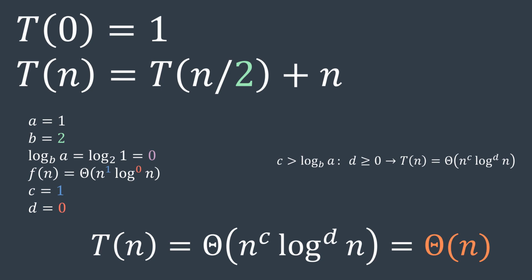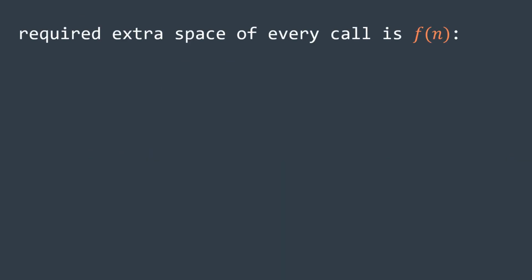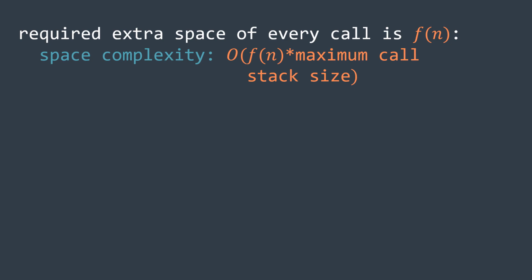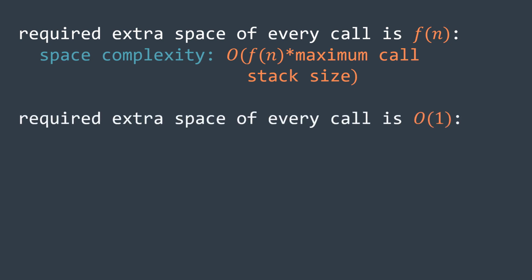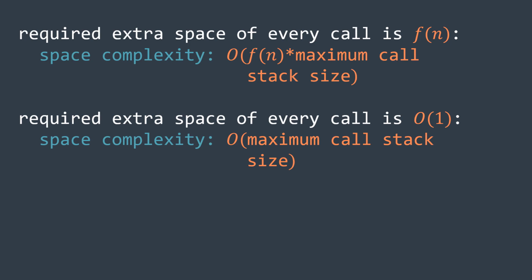Note that we have special cases. The first one is when all the recursive calls need the same amount of extra space. In that case, the general extra space required is the extra space required by one call times the maximum call stack size. We also have the case where a recursive call uses a constant amount of extra space. In that case, the space complexity is just the maximum call stack size because it's like we multiplied by 1.